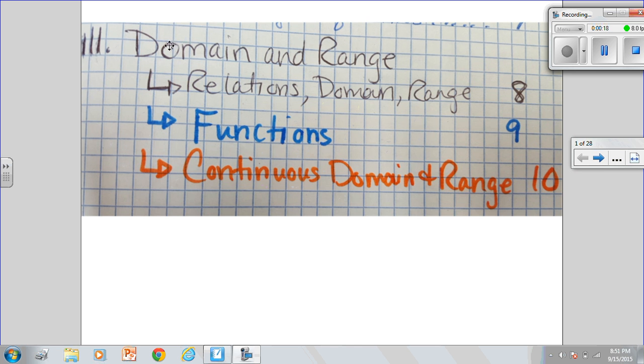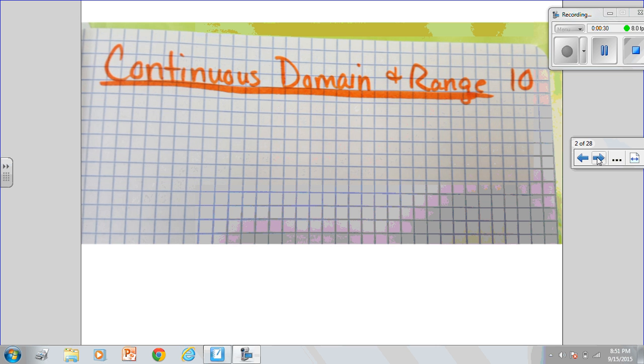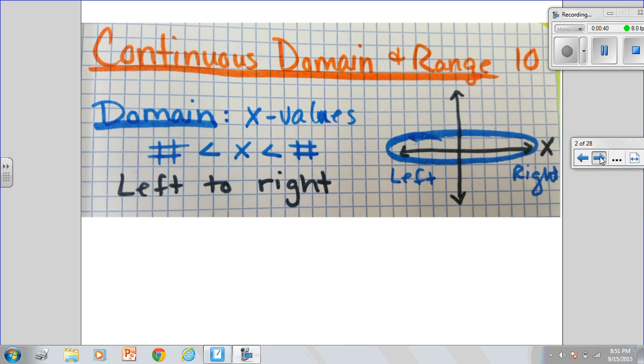Okay, so underneath your topic of domain and range, go ahead and add continuous domain and range, and this is going to be a 10. Okay, go ahead and write that down, please. Just like always, title your next page Continuous Domain and Range, page 10. You're going to copy a few things here first, and then I'm going to explain them. Go ahead and copy this down first.